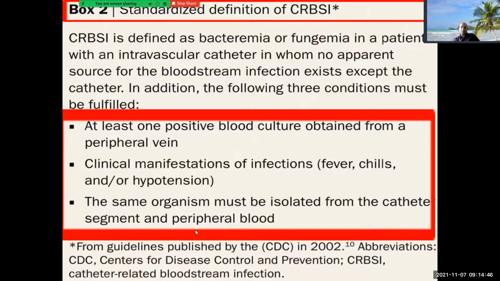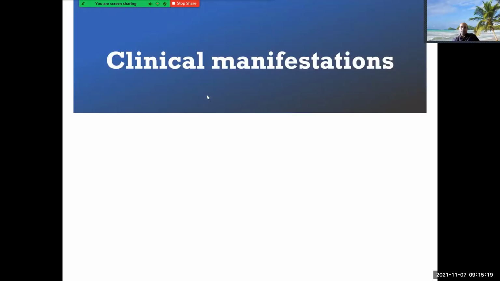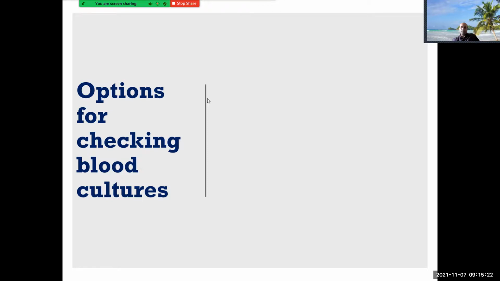Now the standard definition of CRBSI, catheter-related bloodstream infection: at least one positive blood culture obtained from the peripheral veins, with clinical manifestations of infection, fever, chills, and hypotension. The same organism must be isolated from the catheter segment. We have central and peripheral blood cultures with the same organism, with signs of infection, fever, chills, and hypotension. This is the definition of CRBSI. We have a different definition. Don't know why this slide does not appear here.